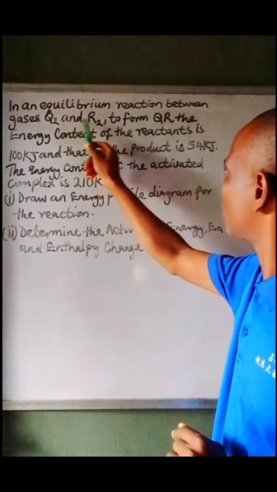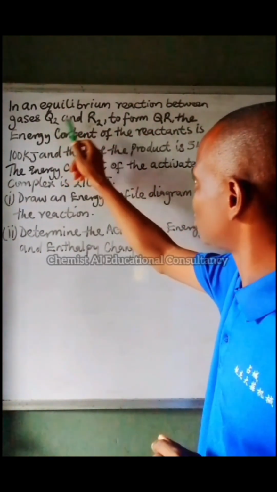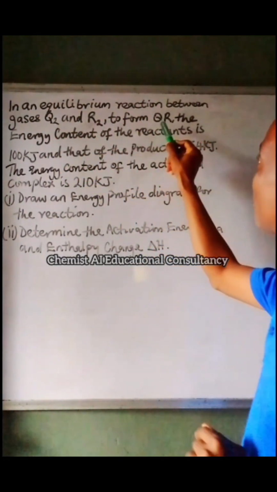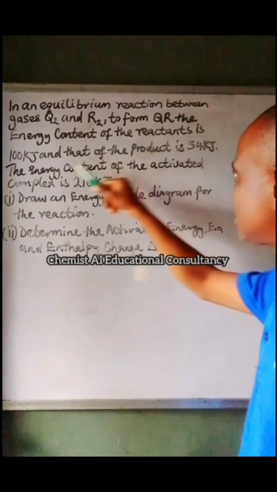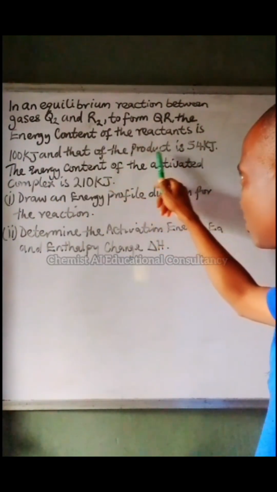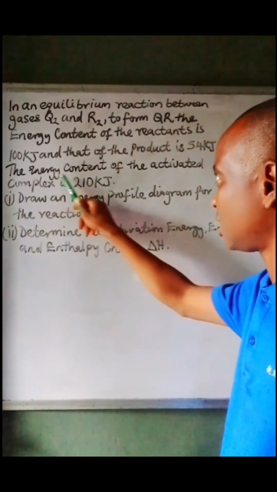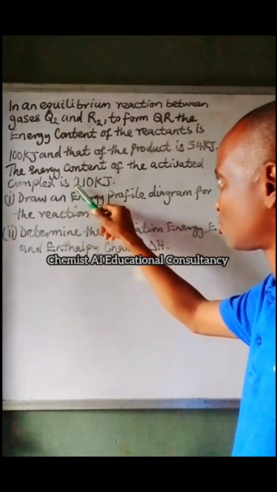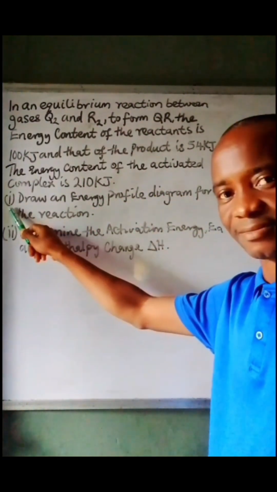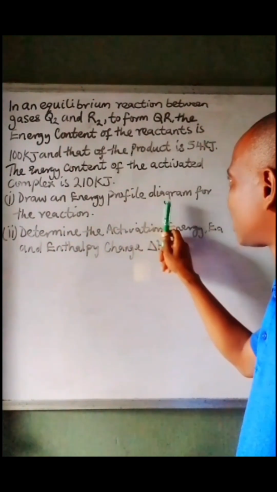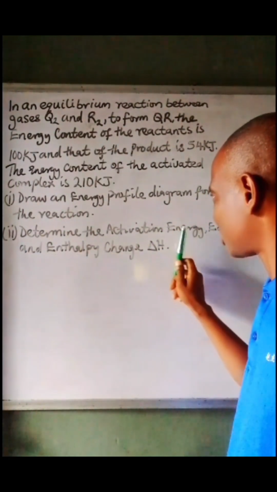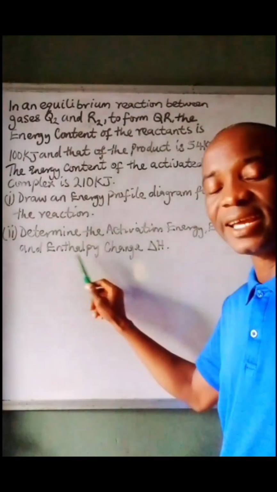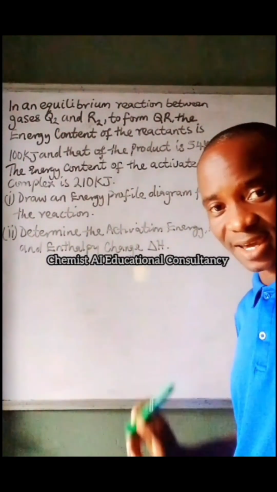Now follow me. In an equilibrium reaction between gases Q2 and R2 to form QR, the energy content of the reactants is 100 kilojoules and that of the product is 54 kilojoules. The energy content of the activated complex is 210 kilojoules. 1. Draw an energy profile diagram for the reaction. 2. Determine the activation energy EA and the enthalpy change delta H.